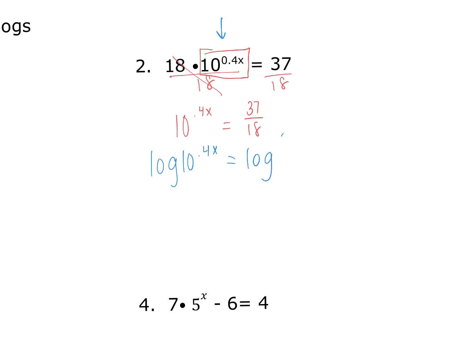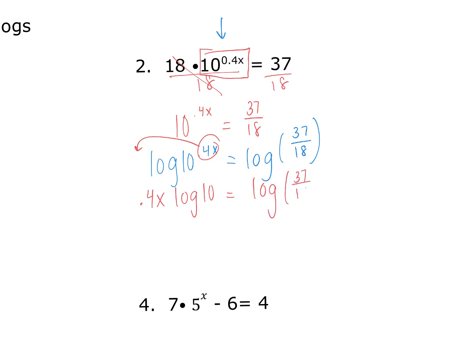Okay? If I do something to one side, I have to do it to the other side. So I have to take the log of each side. Okay? Now, I told you before that your immediate step after you take the log of each side is bringing this exponent down into the front. So now I have 0.4x log of 10 equals log of 37 divided by 18. Okay? Once again, if you remember, log of 10 is just 1, so that can cancel out only when it says log of 10. So then I'm left with 0.4x equals log of 37 all over 18, okay?